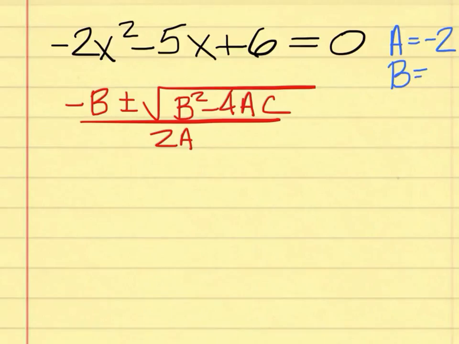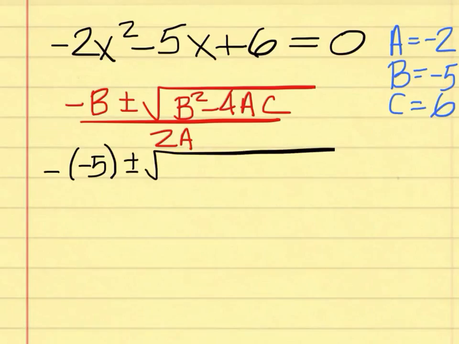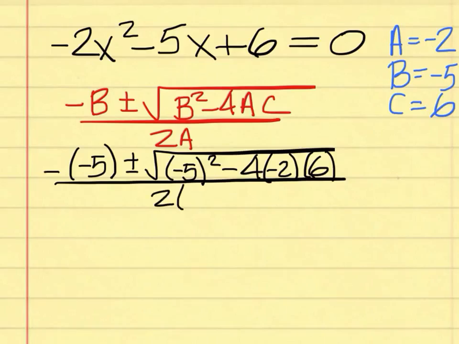What is B? B is negative 5. That is right. And what is C? 6. That's right. Okay, so I have to plug in those values into the formula. So that's going to give me negative 5 plus or minus the square root of the quantity squared of negative 5 minus 4 times negative 2 times 6, all of that over 2 times negative 2.